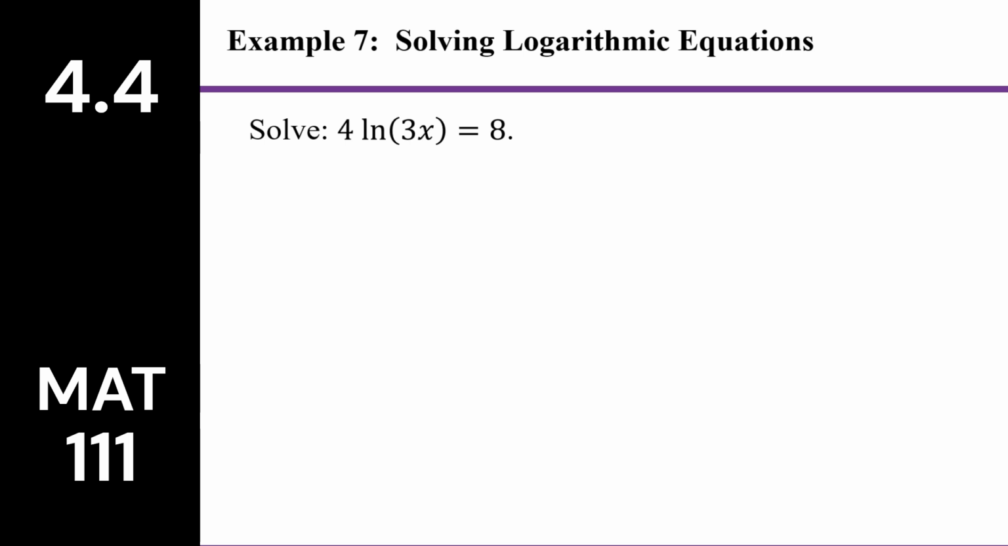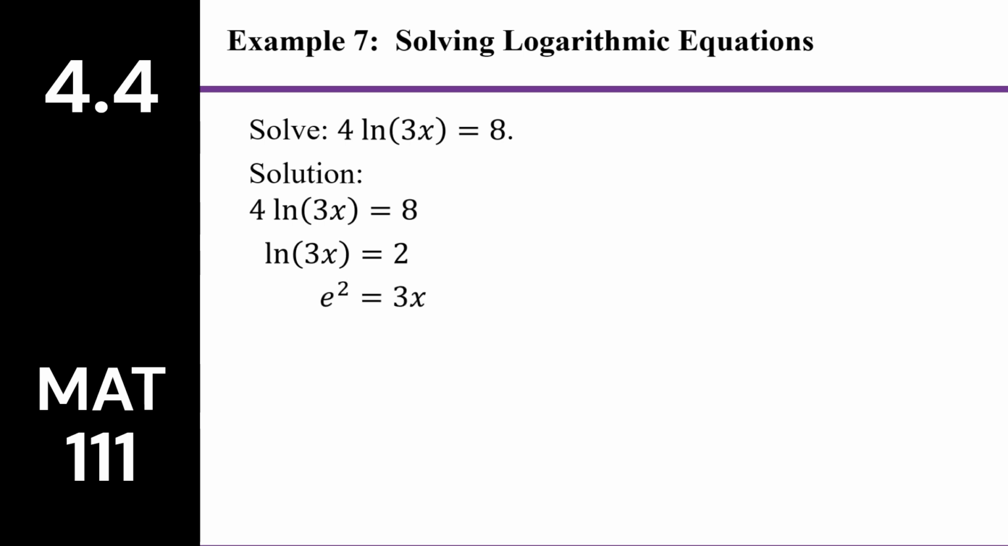In example 7, we'll again solve this by changing from logarithmic form to exponential form. But first we have to isolate the log. It has a coefficient of 4, so we divide both sides by 4. And then, to change form, since this is the natural log, the base is e, so we'll get e to the second power equals the argument of the log. And now we want to solve for x. Since they're multiplying x by 3, we'll divide both sides by 3. Notice that they spin it around on this step as they divide it by 3.